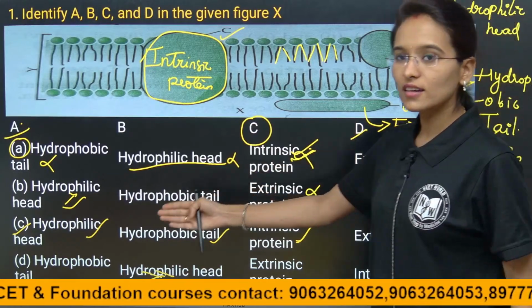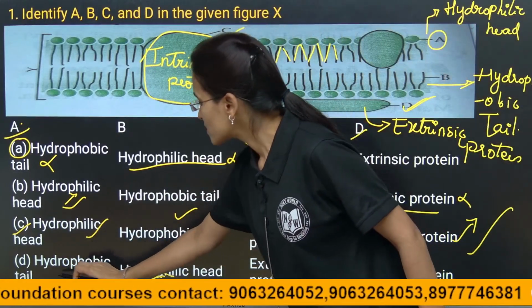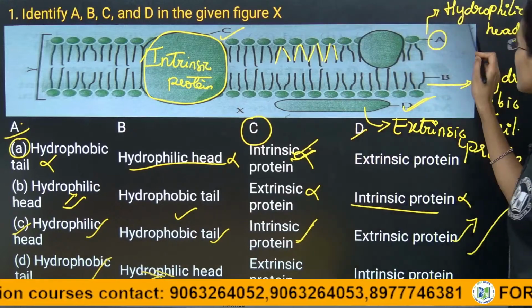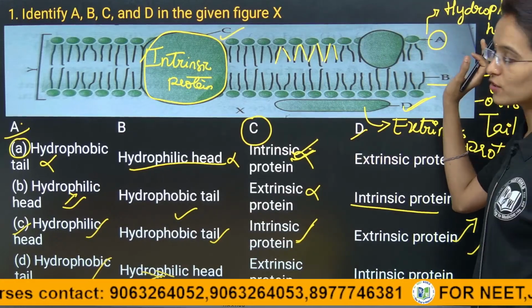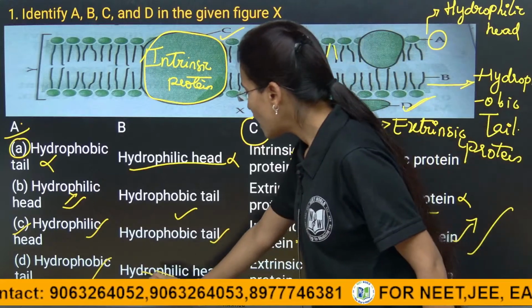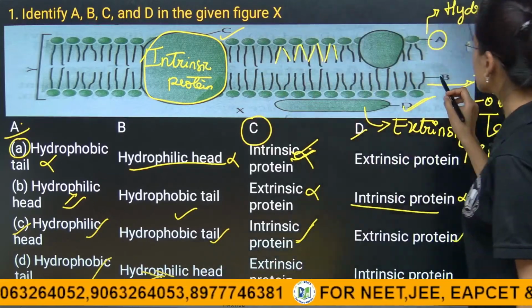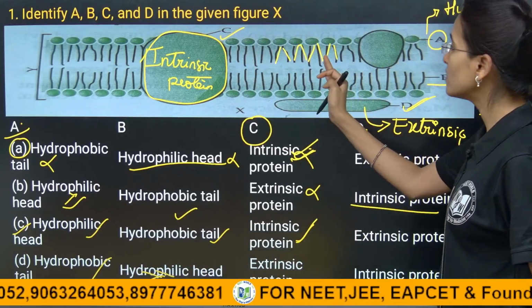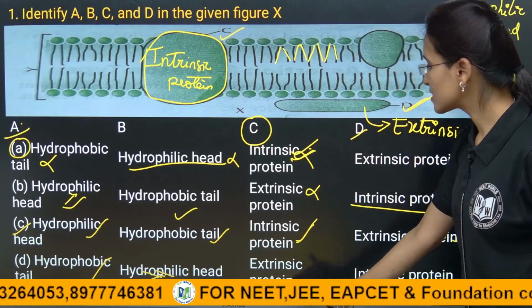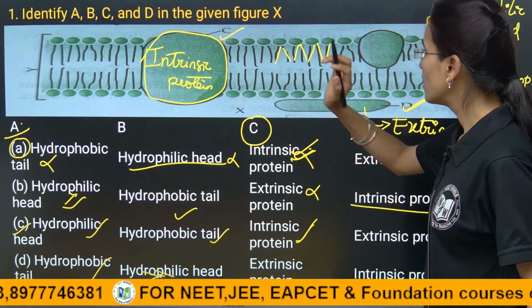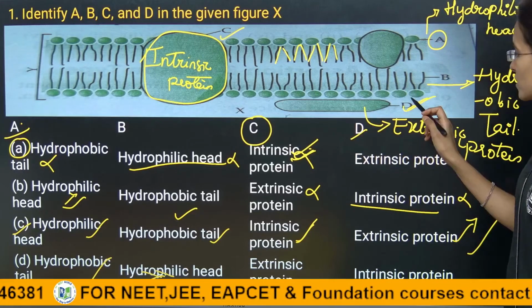So now let us look into option D. Hydrophobic tail. A is not a hydrophobic tail, it is actually a hydrophilic head. And next, B is hydrophilic head. This is also a wrong option because it is a hydrophobic tail. And C is extrinsic protein, this is wrong. And D is intrinsic protein, this is also wrong.